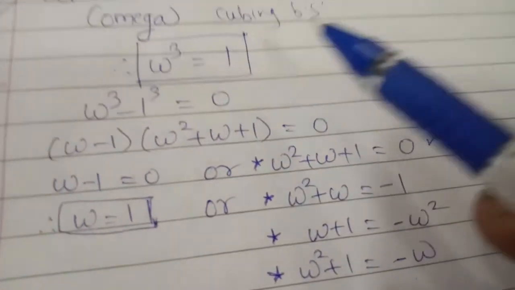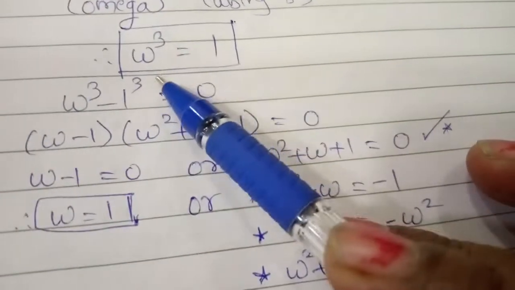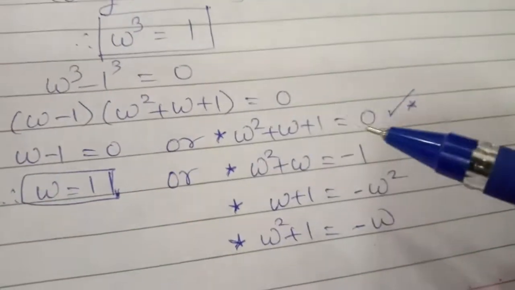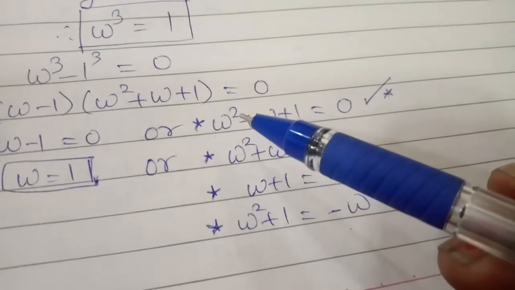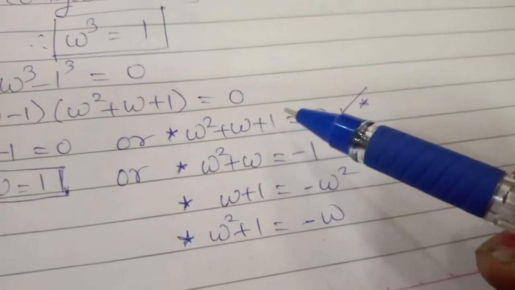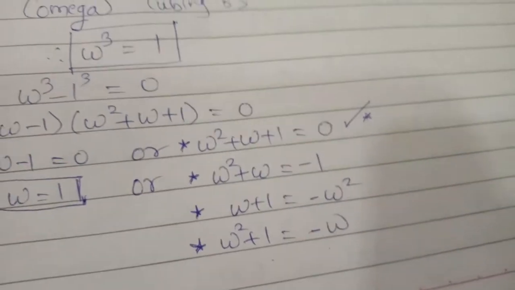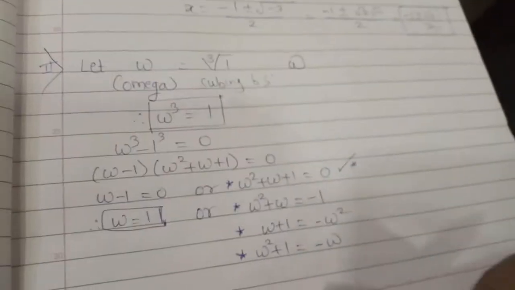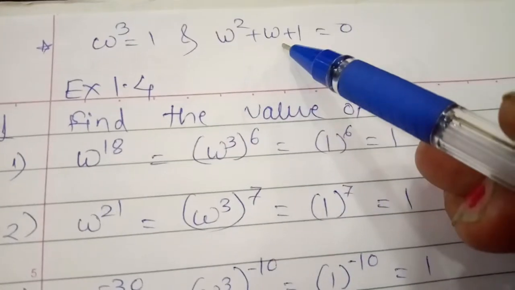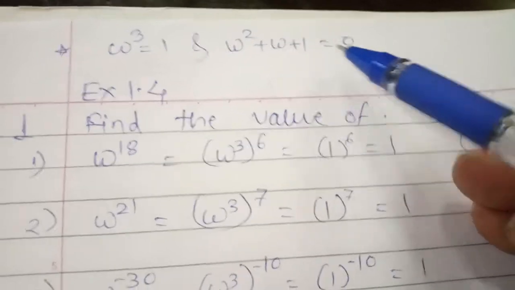आगे की जो examples है उसमें हम ये formulas use करने वाले हैं. Omega cube is 1 and this is the main formula. ये जो फॉर्मूला ये सबसे इम्पॉर्टेंट है, इससे इसका हेल्प लेके हम ये तीनों फॉर्मूले फाइंड आउट कर सकते हैं. Now we're going to start with the exercise. So the first example, every time you have to keep in mind this formula, that is omega cube is 1 and omega square plus omega plus 1 is equals to 0.